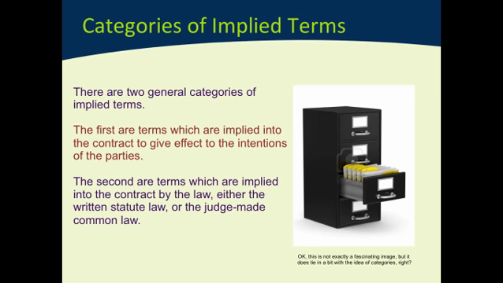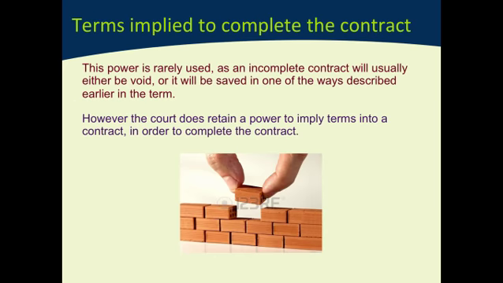So let's start with terms which are implied in order to complete the contract, terms which are implied to give effect to what the intentions of the party were. Now, as I said a moment ago, there are four types. The first of these are terms implied to complete the contract.